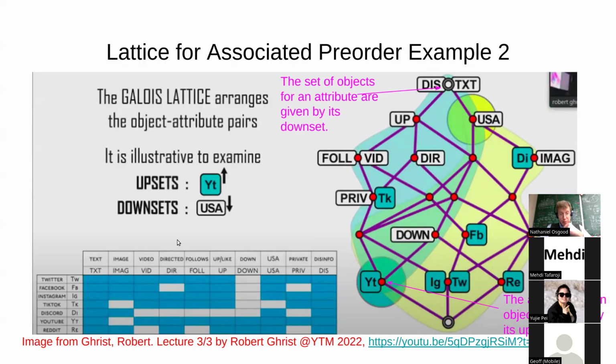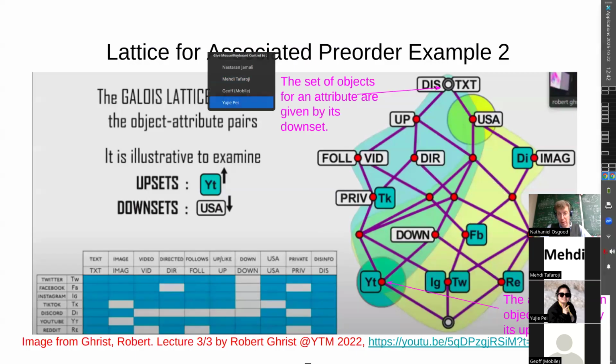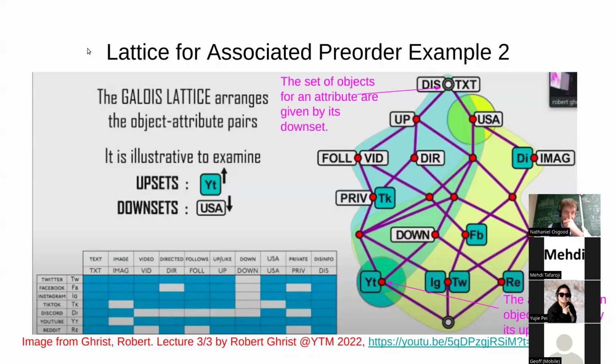This is from Robert Grice, again an outstanding lecture, which I'd recommend to anyone. It's actually part 3 of a lecture on sheaves. Okay, I just wanted to get that out of the way. So here's our Galois lattice, and this relates to work of one of his students, Hans Rice, who did deep learning on these lattices.